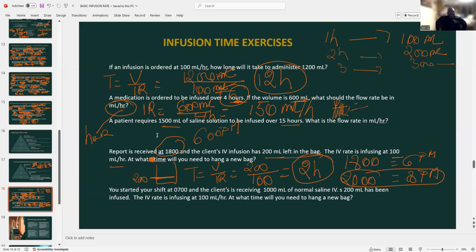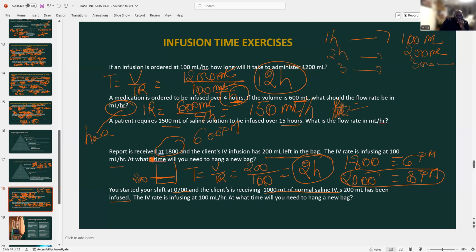All right, so let's look at this exercise right here. You started your shift at 7. The client is receiving 1000 milliliter of normal saline IV. Good job. Now they say 200 milliliter has been infused. Now they ask you, the rate of infusion is 100 ml per hour. At what time will you hang a new bag?